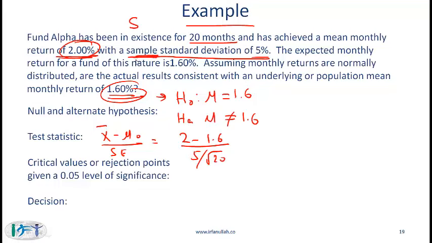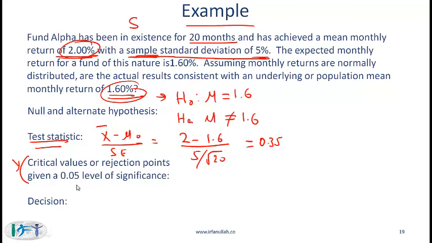Notice that we do not have the population standard deviation. We are using the sample standard deviation of 5. That doesn't really change the test statistic formula, because we are simply using 5 from the sample as opposed to the standard deviation from the population. But the fact that we do not know the population standard deviation will impact the next item. In any case, we compute the test statistic, which is 0.35. Next, we have to come up with the critical values or rejection points given a 0.05 level of significance.